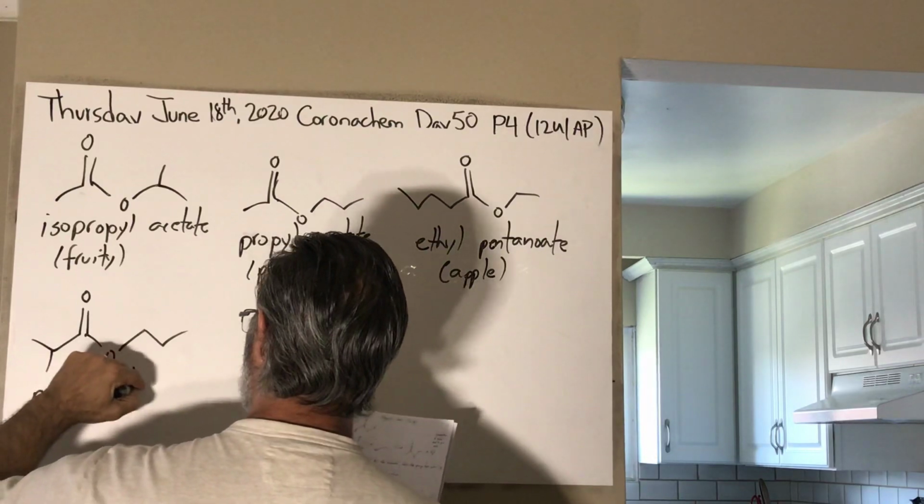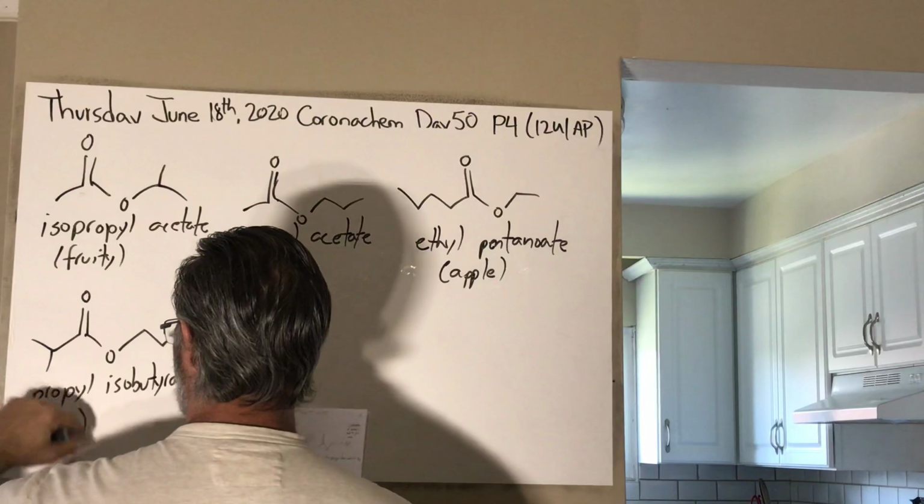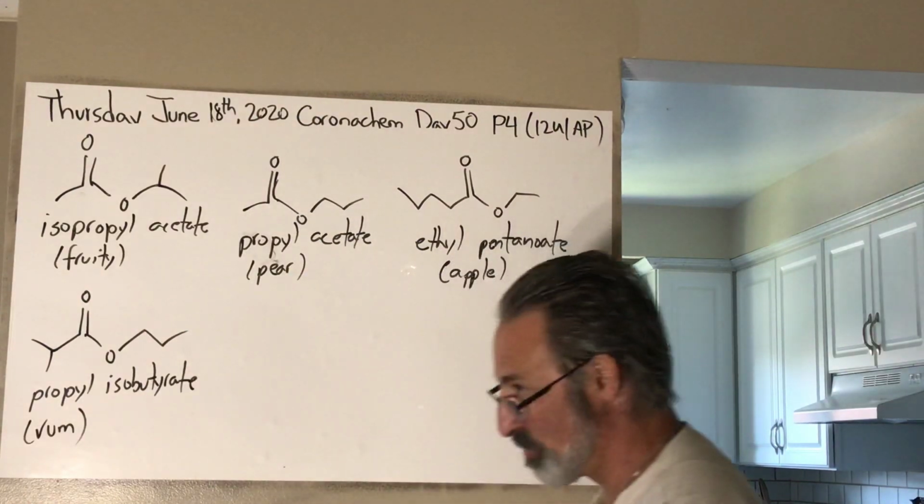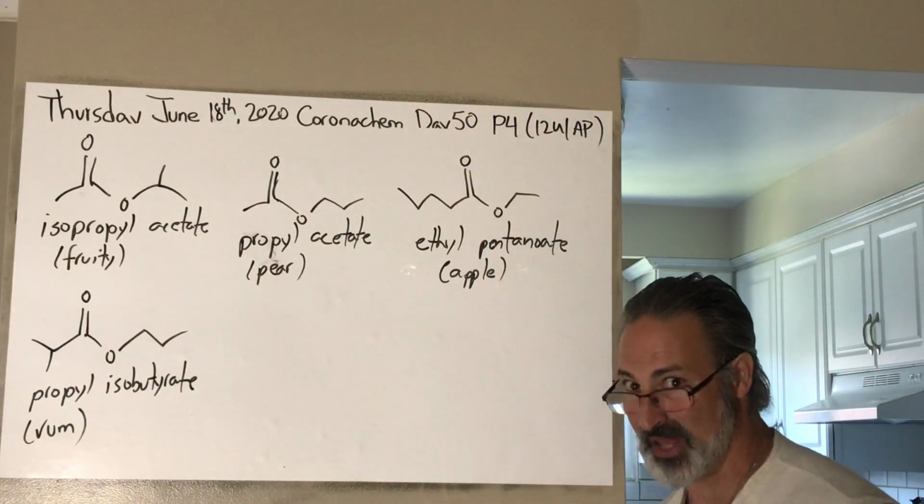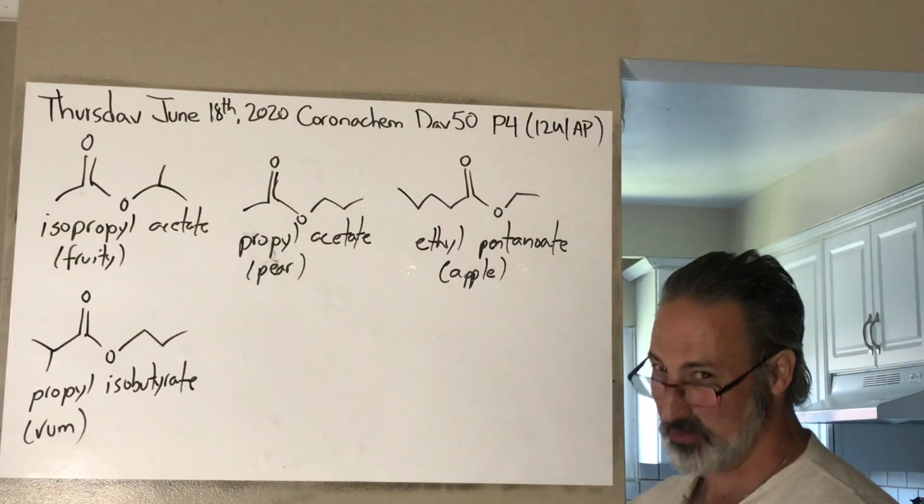Propyl isobutyrate is rum. So if you want to make cheap rum, you know how you do it? Take some water, add some ethanol to it, throw some of this in there, and then stick a label on the bottle. That would be cheap rum.